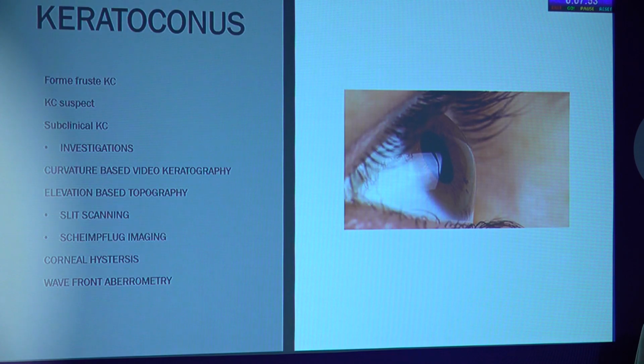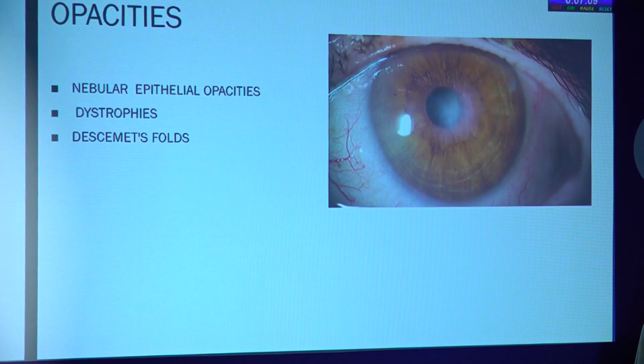Now, early keratoconus, especially those patients who are keratoconus suspects or subclinical keratoconus, can be easily missed. Also, the other eye in a forme fruste keratoconus can be a diagnostic challenge. So, in addition to pachymetry and curvature-based videokeratography and ocular surface scanning, you can also do elevation-based topographies now with the slit scanning techniques and the Scheimpflug imaging, which will give you an idea of the posterior elevation and the posterior curvature of the cornea. We also have instruments to measure the corneal hysteresis, and of course wavefront aberrometry now gives you a very, very clear idea on the keratoconus situation of the eye.